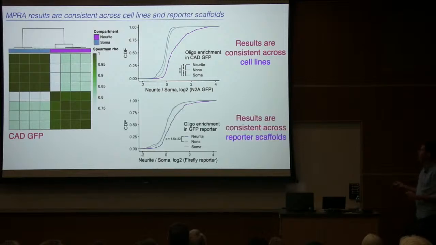And we did the same thing comparing our results across our 2 reporter scaffolds, the firefly luciferase scaffold and the GFP scaffold. And we see the same thing. So if an oligo is able to drive localization of one reporter RNA, it's able to drive the localization of the other reporter RNA, and it's able to do it in 2 independent cell lines. So we think these are pretty robust general targeting RNAs.